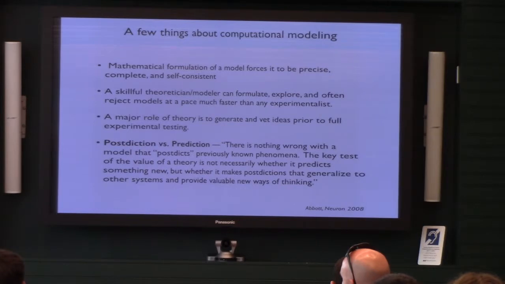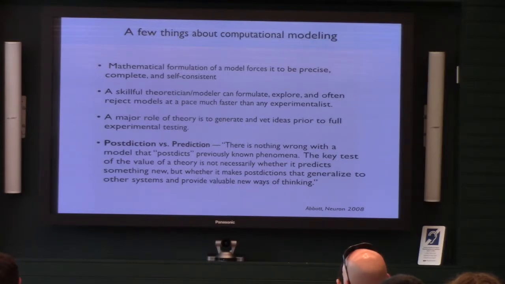Which brings me to the point that Larry Abbott mentioned very clearly, which is the difference between predictions and postdictions. In all natural sciences, people talk about prediction, and it's really important. You generate the model, you make a prediction, you go test it in the experiment. But really what happens is that everybody does postdiction, which is you have some data and you explain it with your model.